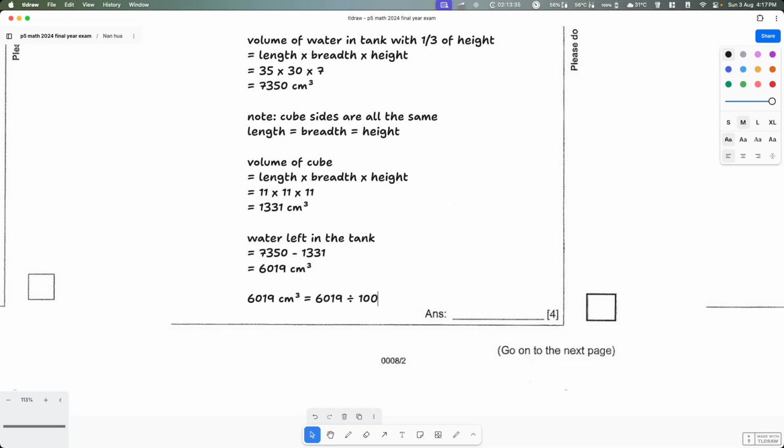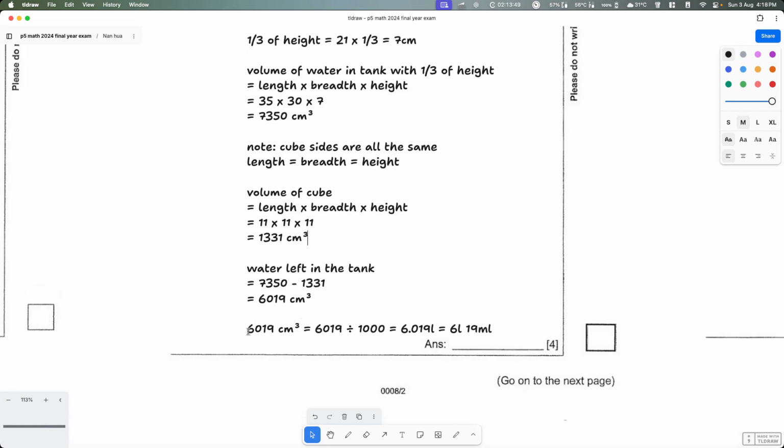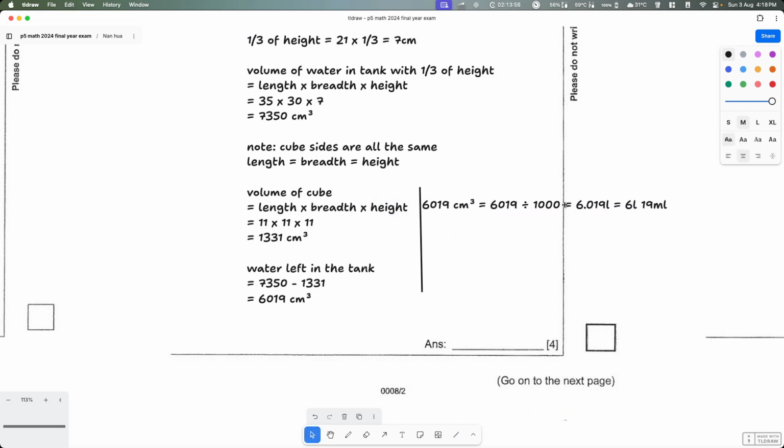Which is equal to 6.019 liters, which is also equal to 6 liters and 19 milliliters. That's what I see over here. I'm going to put this on a separate line so it's easier to see. It should be at the side. So the answer is 6 liters and 19 milliliters. That's what I see over here.